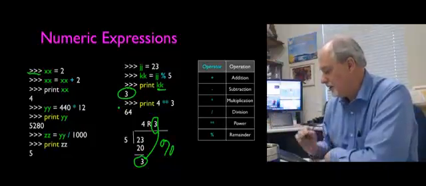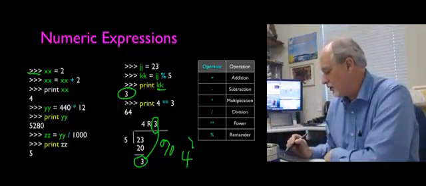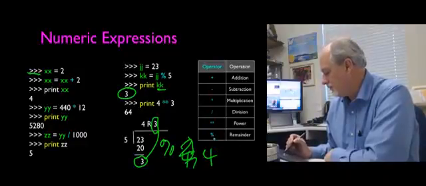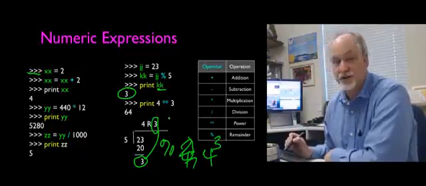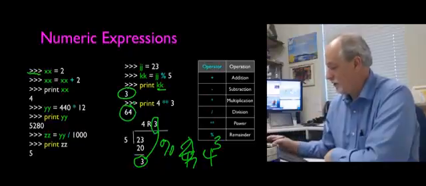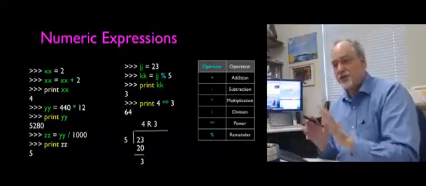And the raising to the power, 4 cubed, is 4 star star 3, and so that ends up being 64. So that's just operations.